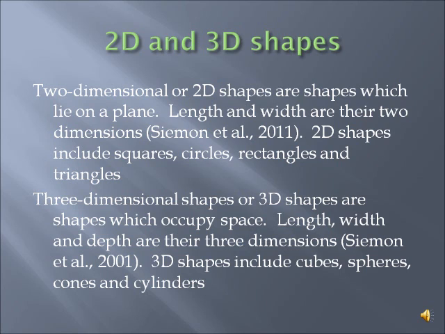Three-dimensional shapes or 3D shapes can be described as shapes which occupy space. Their three dimensions are length, width and depth. 3D shapes include cubes, spheres, cones and cylinders.